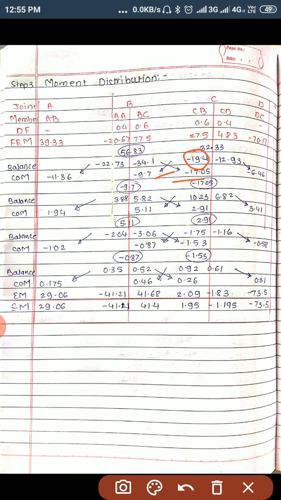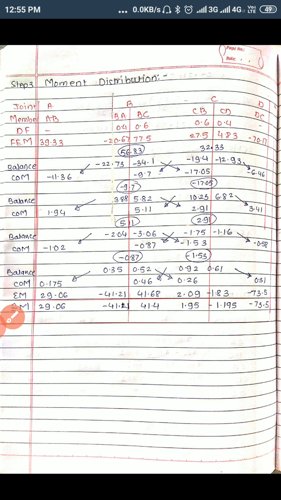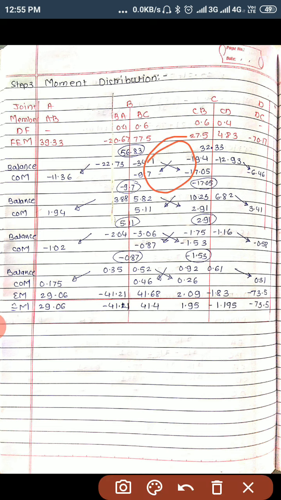Over here, because these ends are fixed, A and D are fixed, that's why we are going to carry over. And the intermediate ends are B and C, that's why we carry over here also. Just be clear with all the things that we do in the moment distribution. It is very easy, you just have to remember two things: the far end condition and the carryover factor. Whatever is the unbalanced moment, we apply an equal and opposite amount of moment over that particular joint.